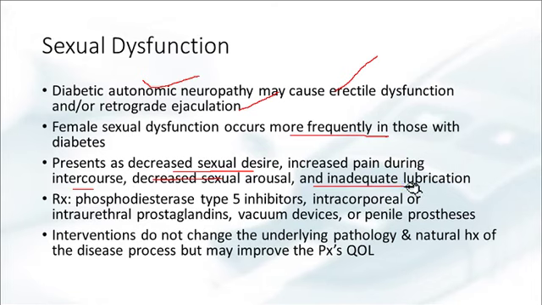Right, and the treatment for males especially includes phosphodiesterase 5 inhibitors, intracorporeal or intraurethral prostaglandins may be useful, vacuum devices or penile prosthesis. In the case of females, you may have to look at estrogen as a way in which to help them. But ideally, the most important thing is glycemic control here.